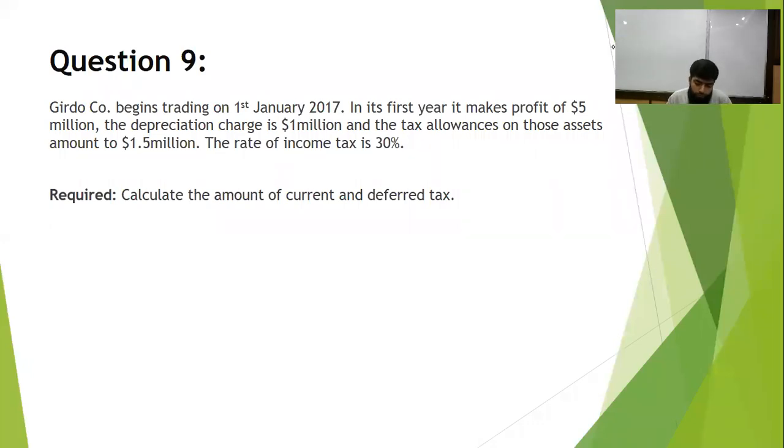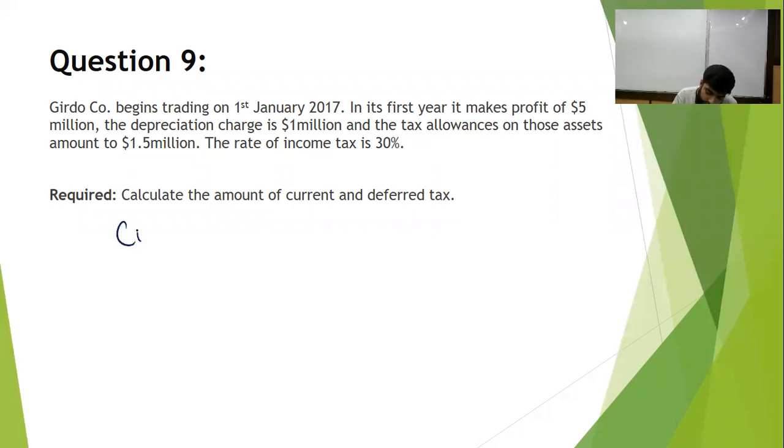Now moving on to question number 9. A company begins trading on 1st January 2017. In its first year, it makes a profit of $5 million. The depreciation charge is $1 million and the tax allowances on those assets amount to $1.5 million. Rate of tax is 30%. Calculate the current and the deferred tax.